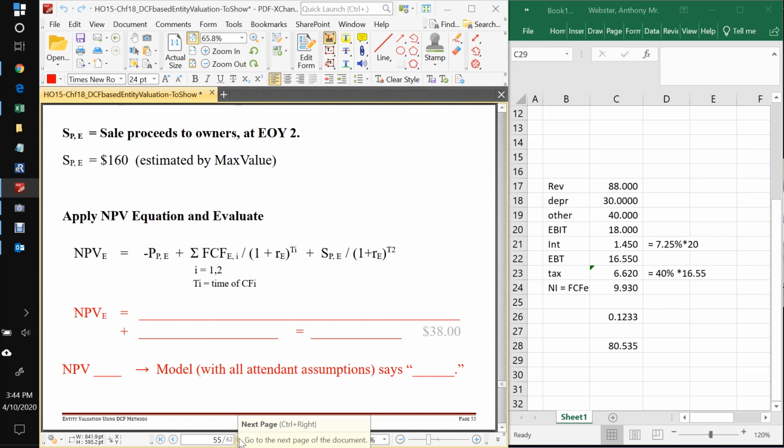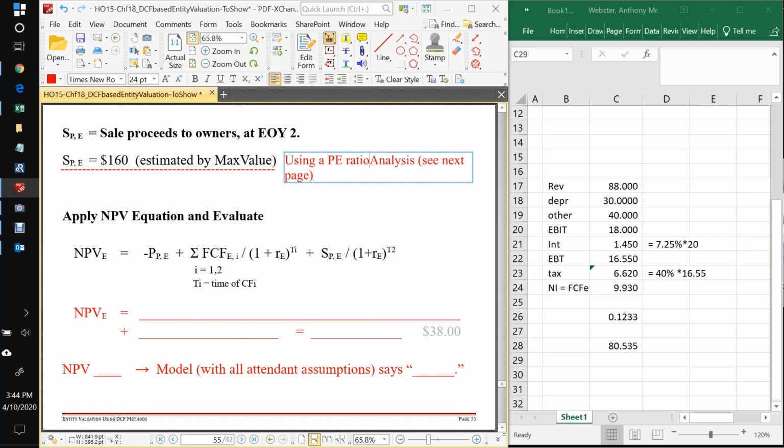Okay, so now the sale proceeds when they sell the firm. So happily someone's already estimated that for us. And this was done most likely using a PE analysis. And I'll talk about that a little bit more on the next page. And let me just put in here to make sure that's clear. Ratio analysis.